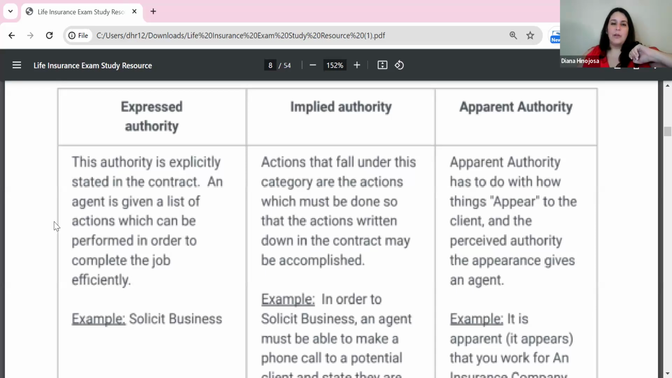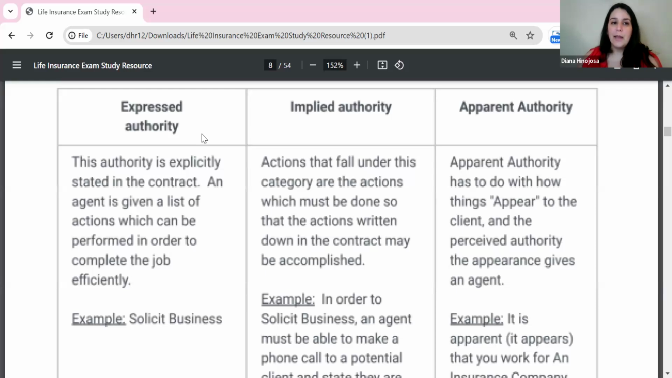So how this comes up on the test, they will literally give you a definition type of question. It could say, a type of authority that is based on the appearance of an individual, that is considered to be a not real type of authority but is based on your appearance, is what type of authority? A, expressed, B, implied, C, apparent, or D, principal. Every single time, of course, that would be apparent.